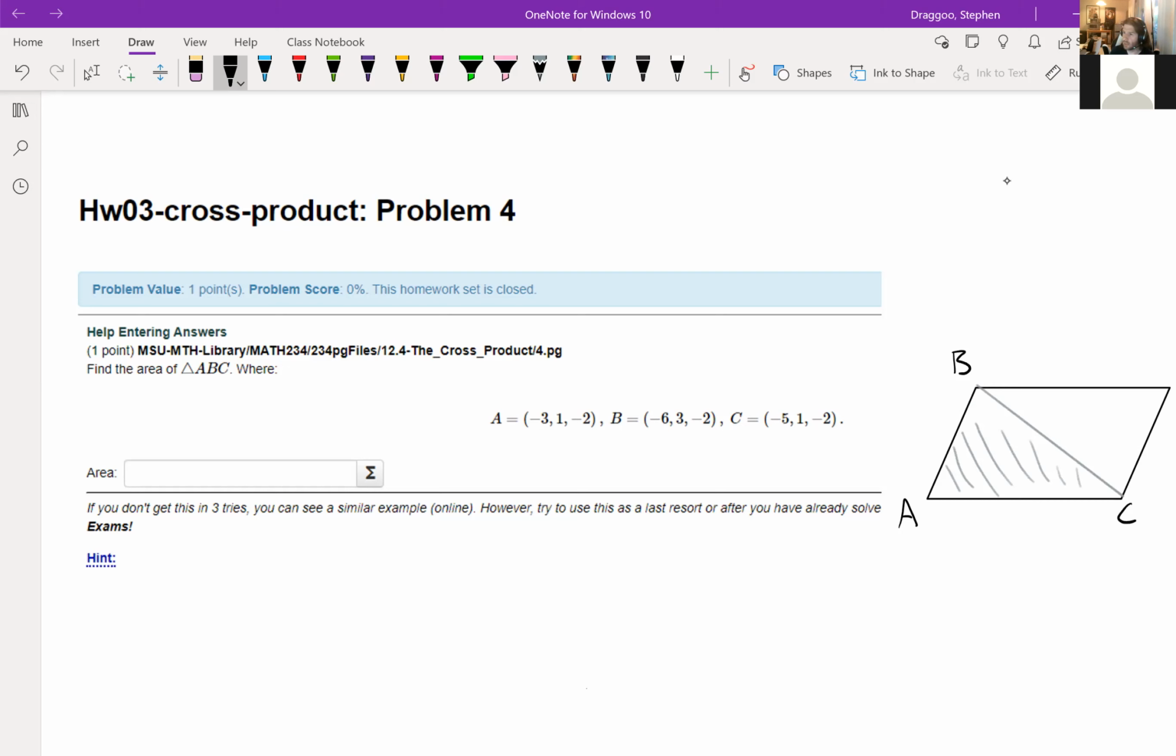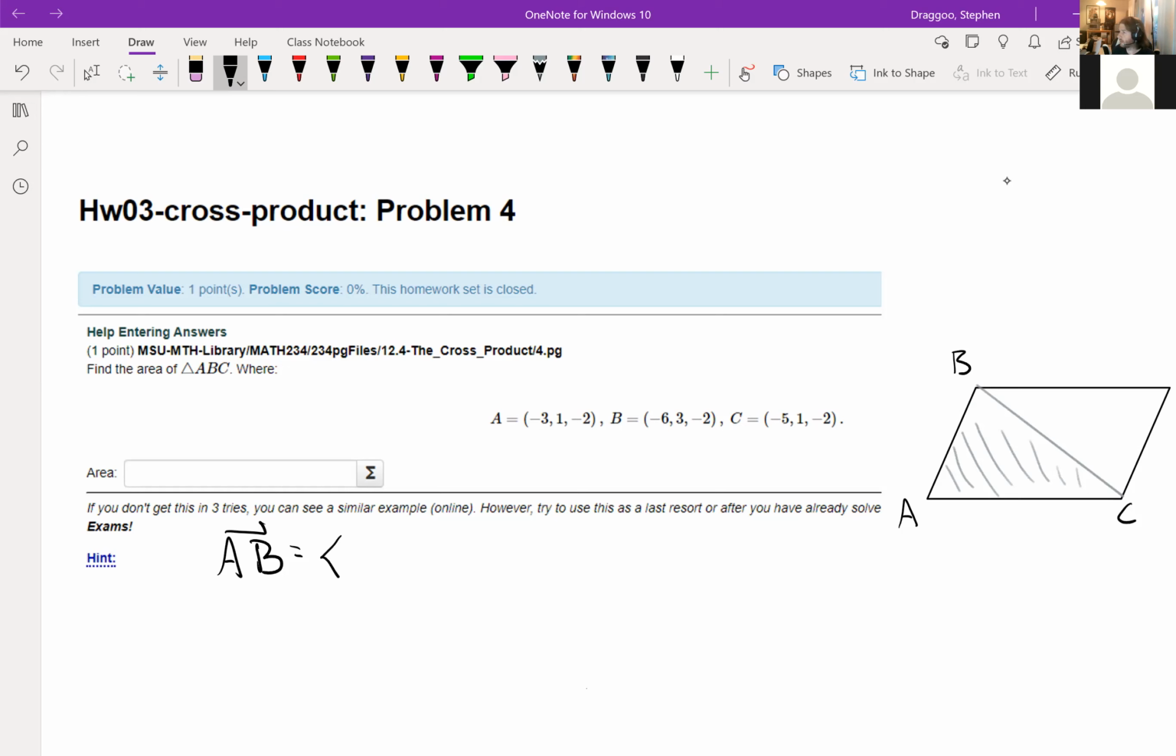I'll want any 2 vectors. I think I'm going to choose AB and AC. But you could pick any of them, and it ends up just being the magnitude of a cross product. So any 2 vectors that connect all 3 of these points together should work for this area of a triangle. But AB should be the vector.